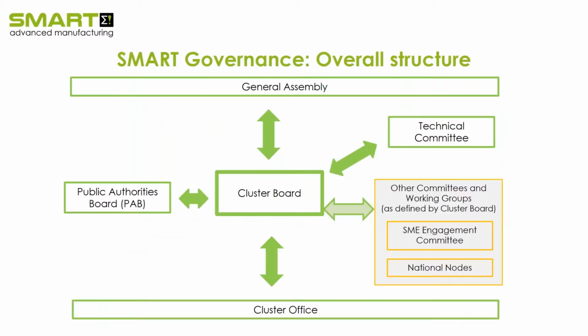This is our structure in the SMART cluster governance. We have a cluster board, that is the group of companies that are in the executive board of the cluster. We have a general assembly where all the partners participate and have the votes. We have a close contact with the public authorities board, that are the public side of this public-private partnership. It's important to have this close contact in order to always be aligned with the main interests of the different countries supporting the SMART, as I have been mentioning.